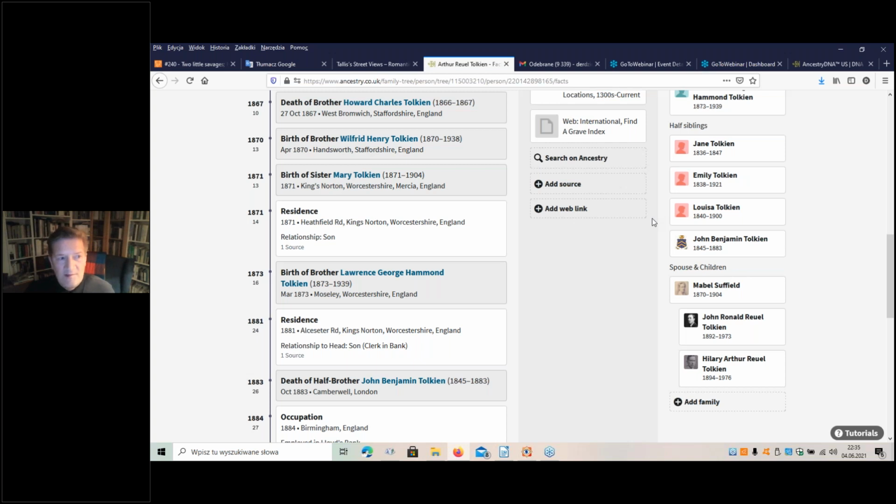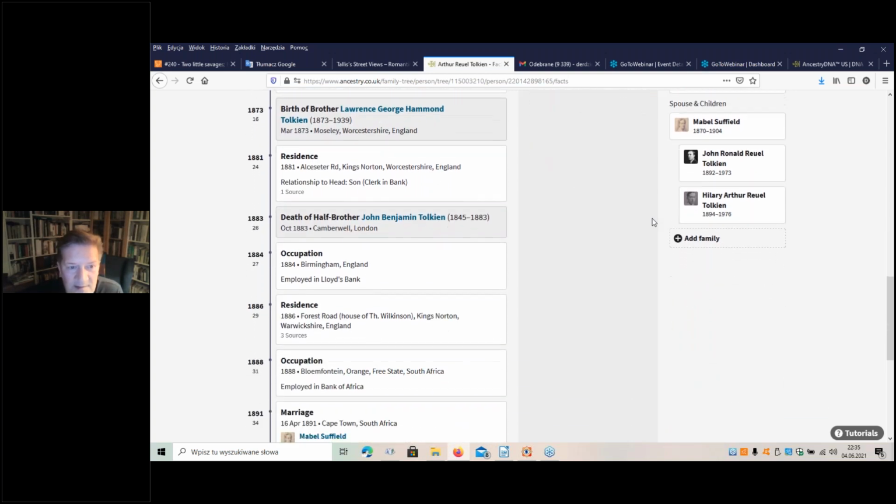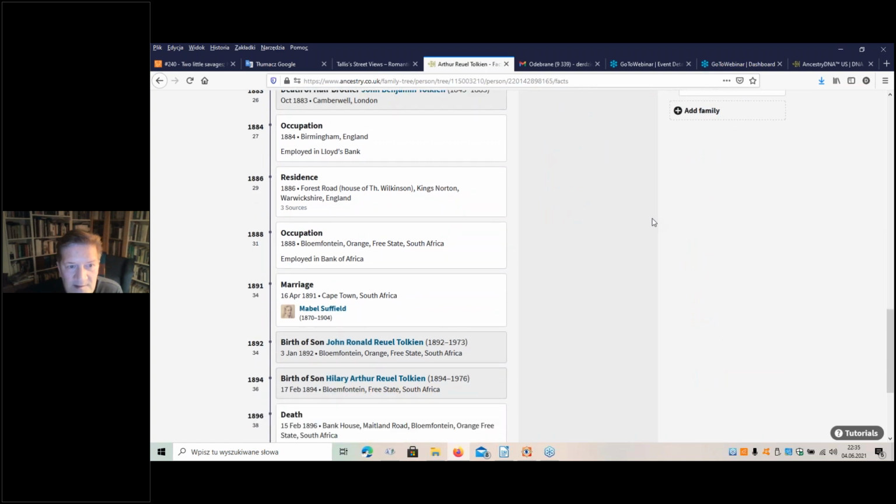They were so-called pedo-Baptists or Independents, Congregationalists, a very interesting type of Christianity, which was based partly on Calvinism. I will tell about this later. And here you can see many addresses. They changed places, and he was employed in the Bank of Africa when he was 31.